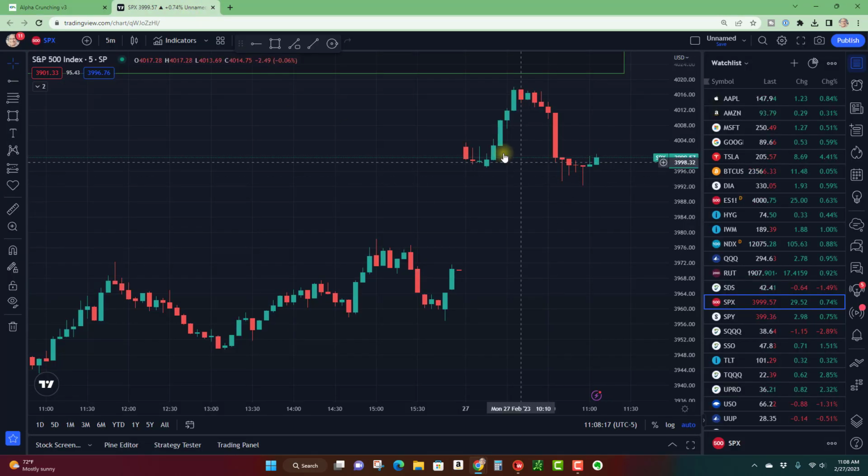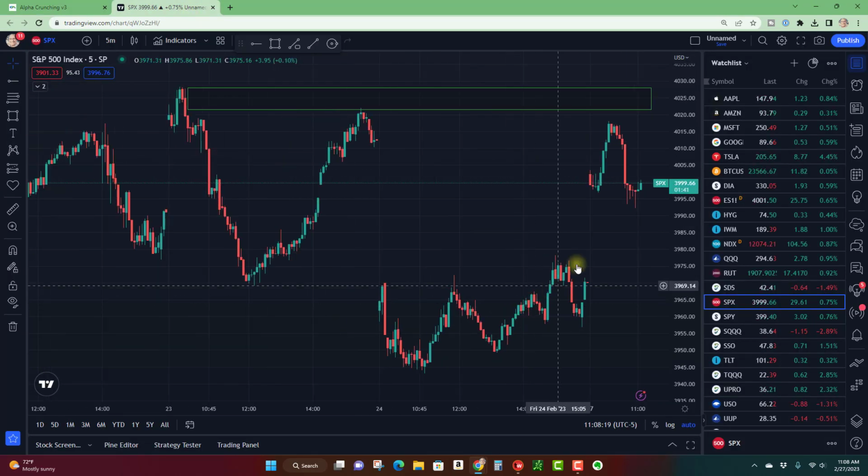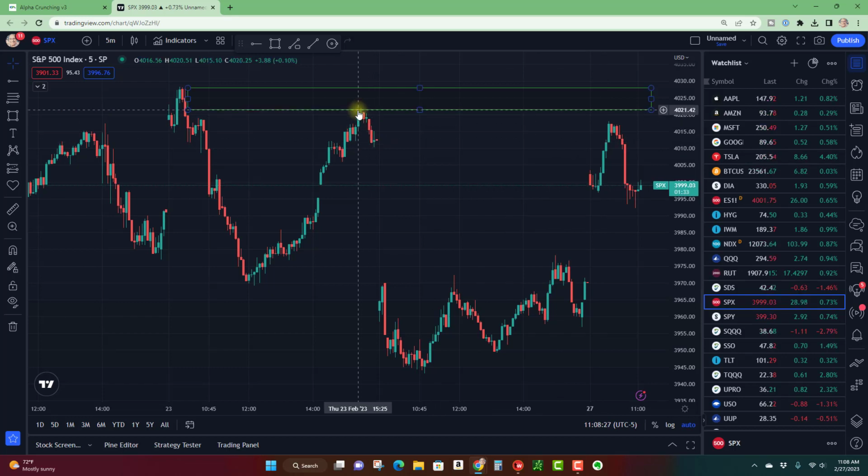So at this point, I'm starting to get contrarian and say, okay, well, what else is in play here? Well, we have a gap fill at 40.11. And then we have some previous resistance at 40.21, and then that high of about 40.27. So we have a couple things here.